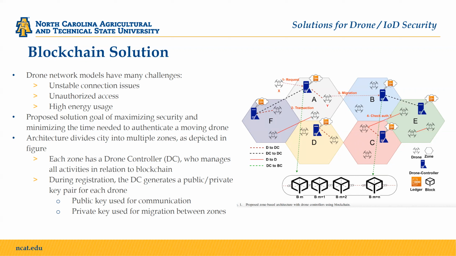As depicted in the figure to the right, a city is divided into several zones within the solution. Each zone has a drone controller, or DC, which manages all activities. The communication paths in this architecture include drone to drone controller, drone controller to drone controller, drone to drone, and drone controller to blockchain. During drone registration, the drone controller generates a public-private key pair for each drone, and this information is saved in the blockchain. The public key is utilized for communication within the zone, and the private key is utilized for communication outside of zones and when migrating between zones. As drones migrate from zone to zone, they do not need to re-authenticate, which saves time.